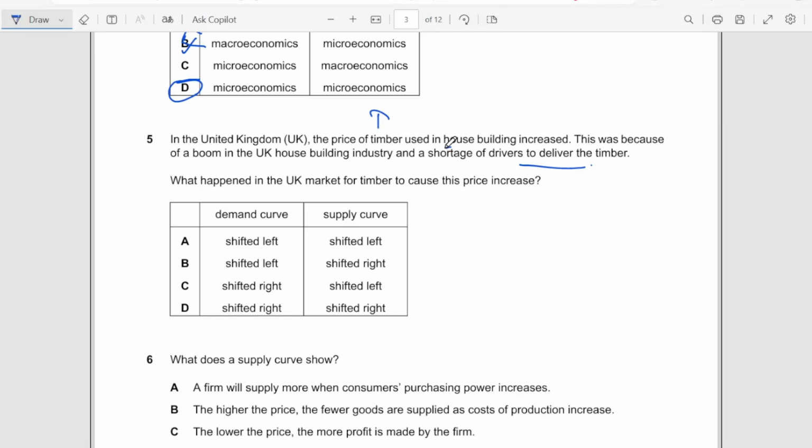And it's used in house building. So obviously there must have been an increase in demand for timber. What has happened in the UK market to cause this price increase? If the demand increases, the price goes up. So it's not a shift left, it's a shift right.